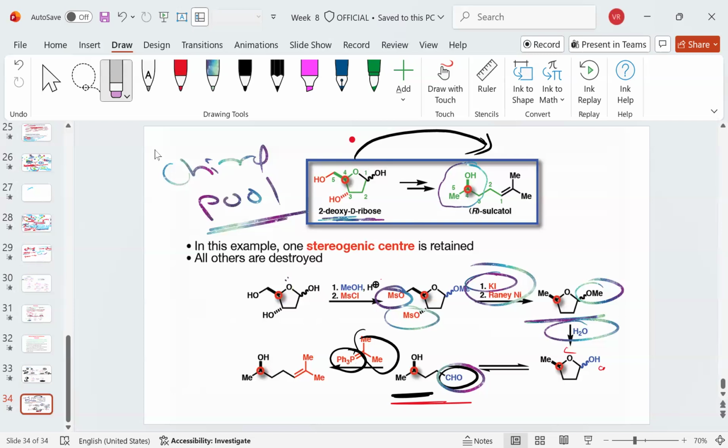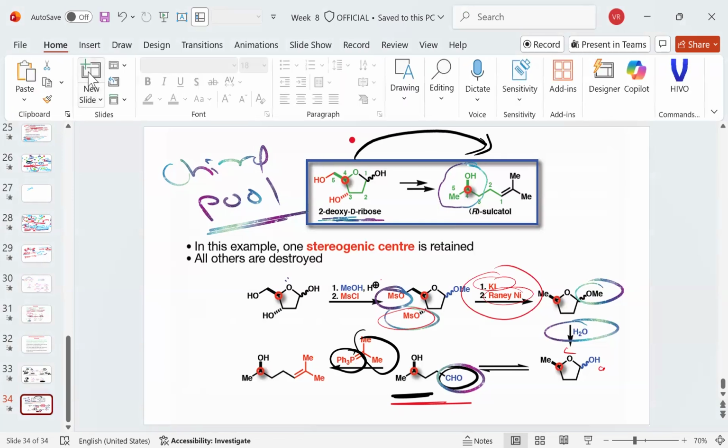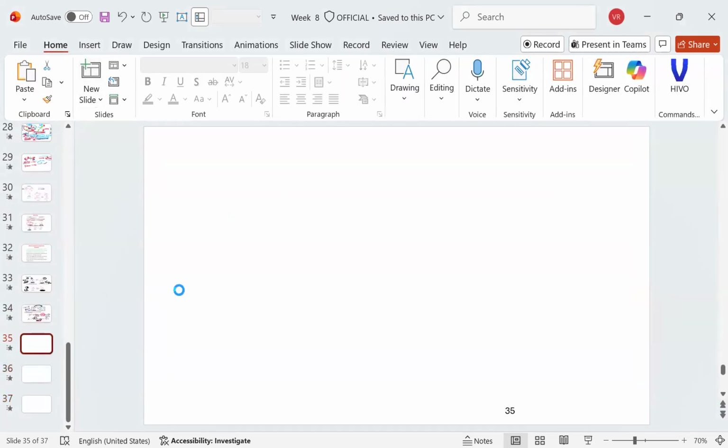So any doubt here, other than the mechanism of this Raney nickel and this KI? I also don't know how this mesyl deprotection takes place with this KI and Raney nickel. Any other doubt, you can ask me now. It's okay, sir. Now we'll see some more examples involving a similar chiral pool approach.